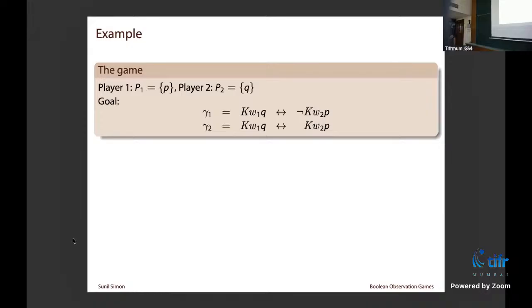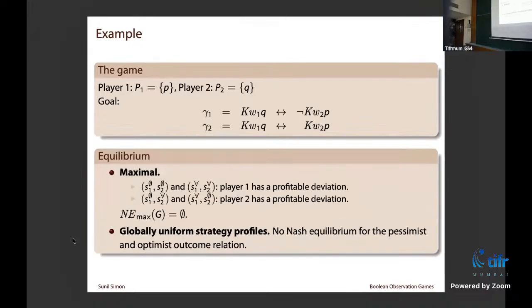Similarly, for player 2, he wants to say that if the other player reveals P, then I want to reveal Q. If the other player does not reveal P, then I don't want to. So this is like that matching penny stuff. Okay, so here again, there is no maximal Nash equilibrium because whatever you pick, you have a better response, right?